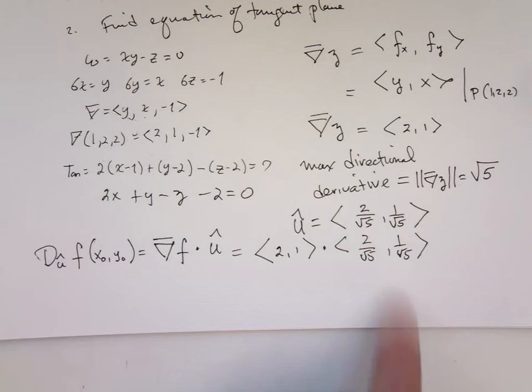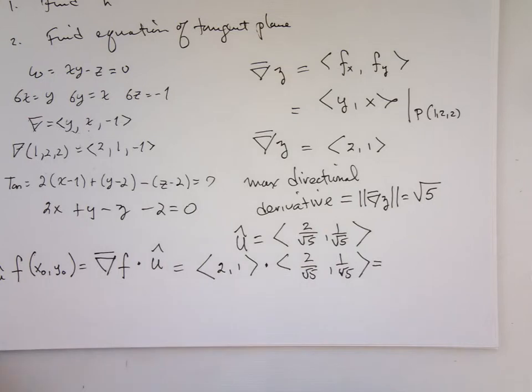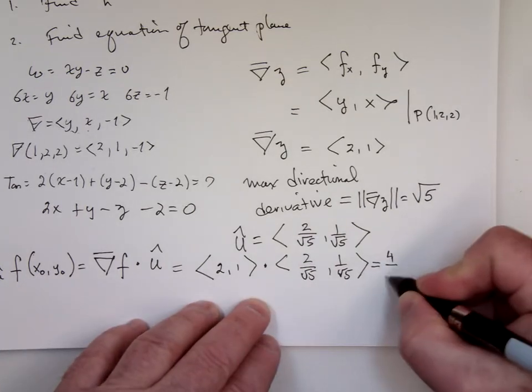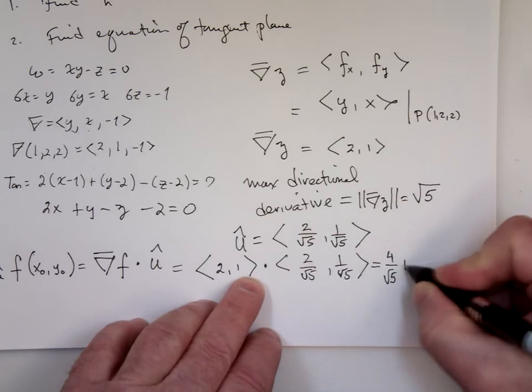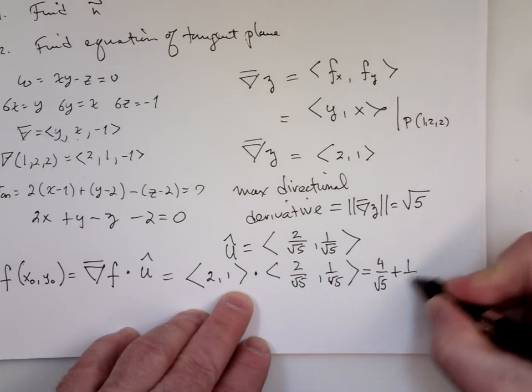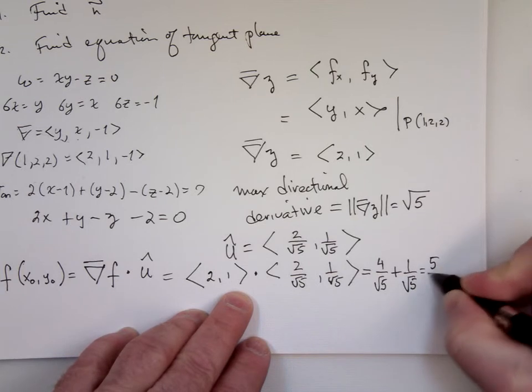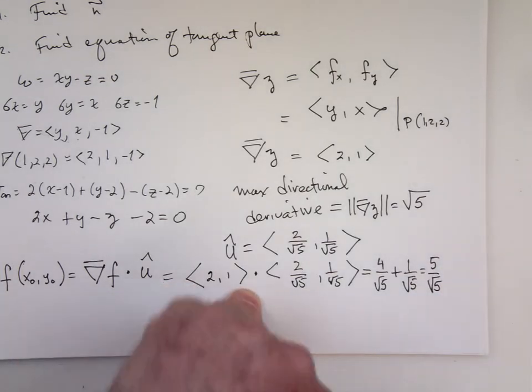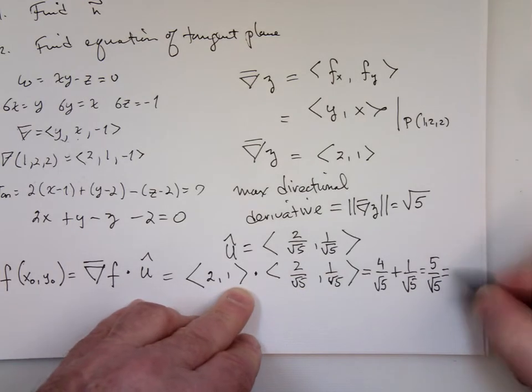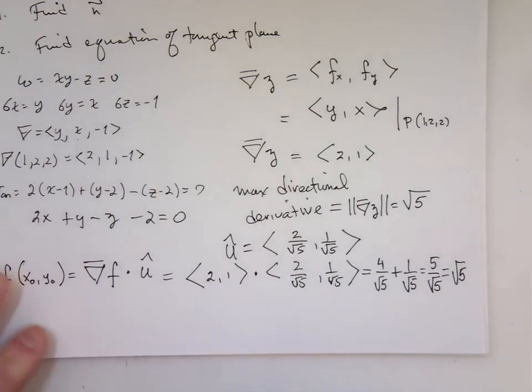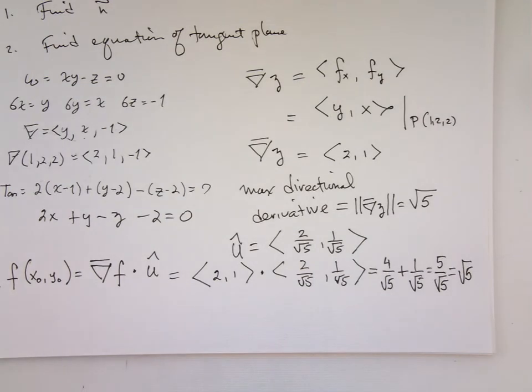When we do this dot product to find the directional derivative in this direction, we get 4 over the square root of 5 plus 1 over the square root of 5, which is 5 over the square root of 5, which is equal to the square root of 5, which is what had to happen. The slope of that tangent line at that point in that direction is the square root of 5. No other tangent line has a slope equal to this or greater than this. This is the maximum.